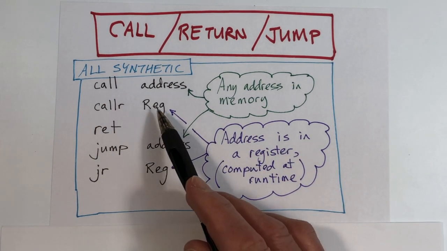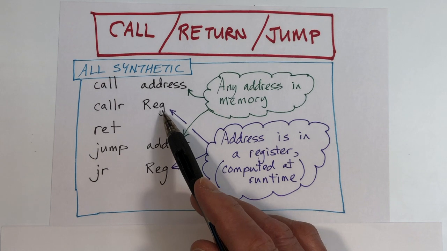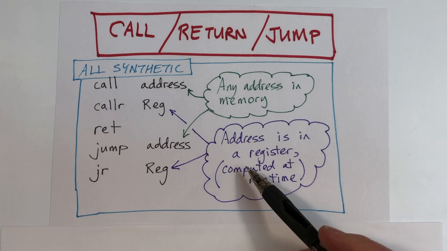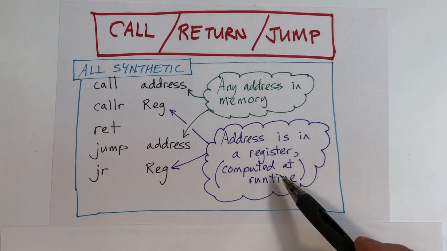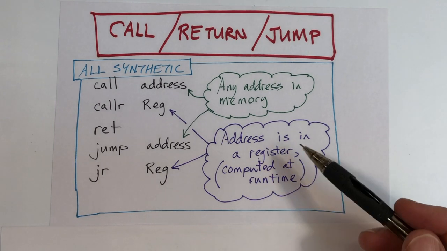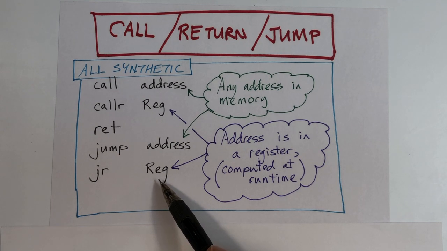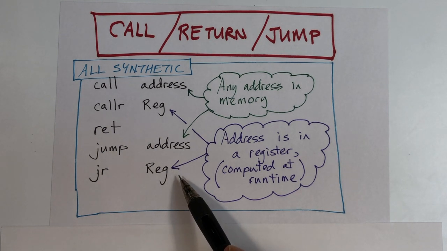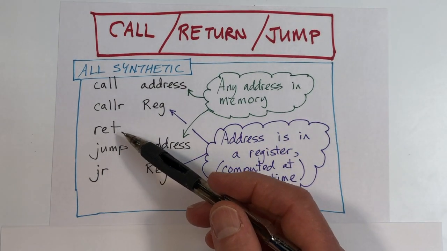Call register basically uses the address from a register, and so this is useful when the target address is computed at runtime. This would be useful for invoking a method, for example, where you have to examine the object to determine exactly which implementation of a method you want to invoke. The jump register instruction might be used for a switch statement where you look at a particular value and jump to the appropriate code based on some kind of a jump table or so on. Finally, there's the return instruction.